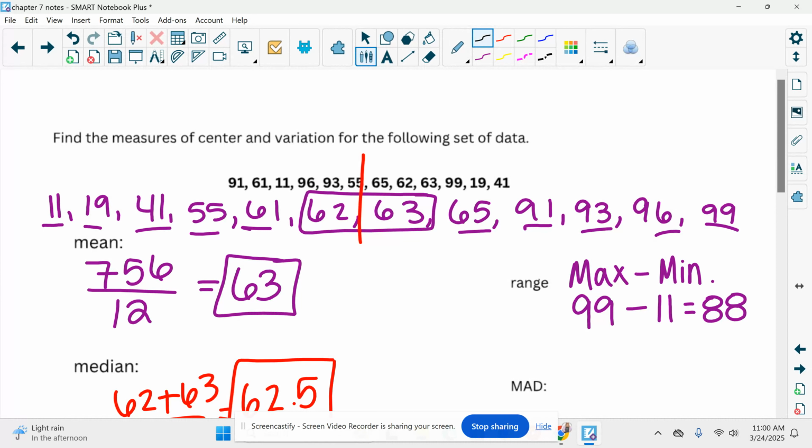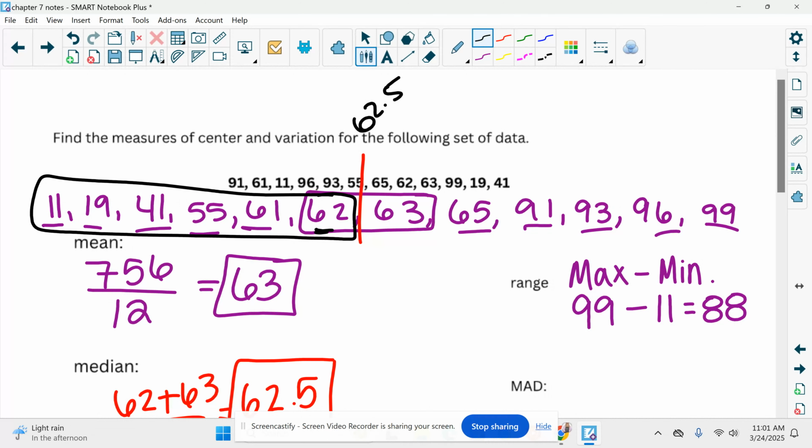Okay? So was 62 the median? Was 62 our median? Go back and look at your paper. What was your median? It was 62.5. We can't include that number, but we got to include everything below it. Okay? Everything below it. Now, according to our notes, we find the median of that lower half. So we go back and forth, back and forth.